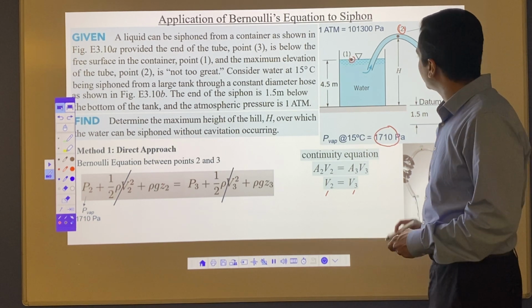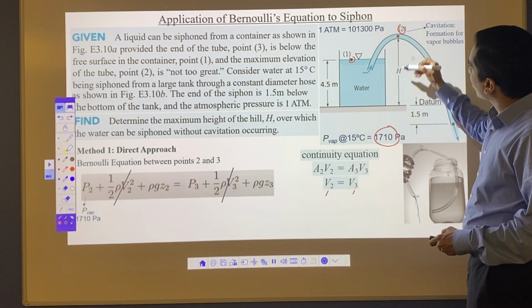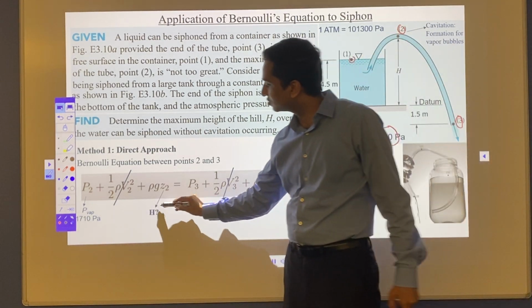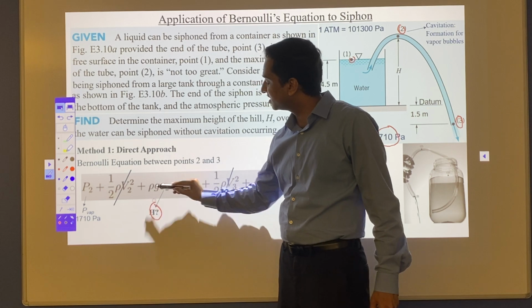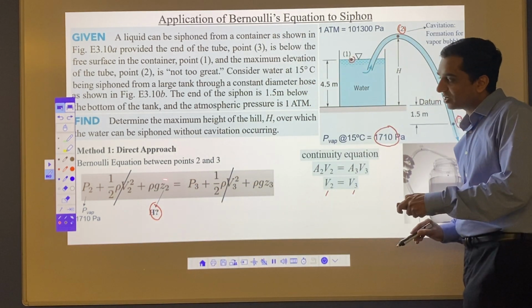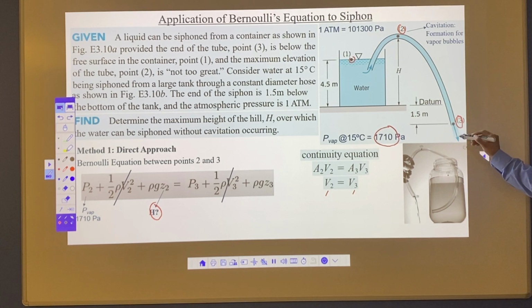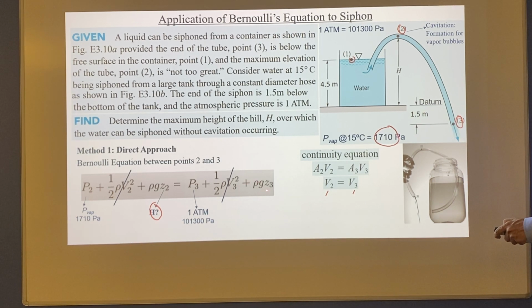And then the elevation at point 2 is Z2, that is my H. I have to calculate that, so I'm going to put a question mark there. Density and gravity are going to stay constant. For P3, here we have a free jet, and any time you have a free jet, you have atmospheric pressure. So here P3 is nothing but atmospheric pressure, which is 101,300 Pascal or 101.3 kilopascal. And then finally I will have this rho g Z3.